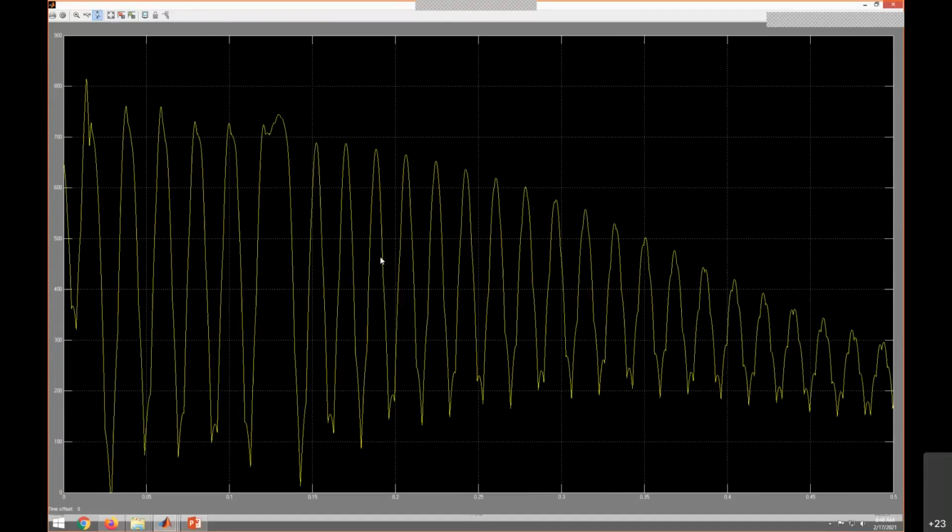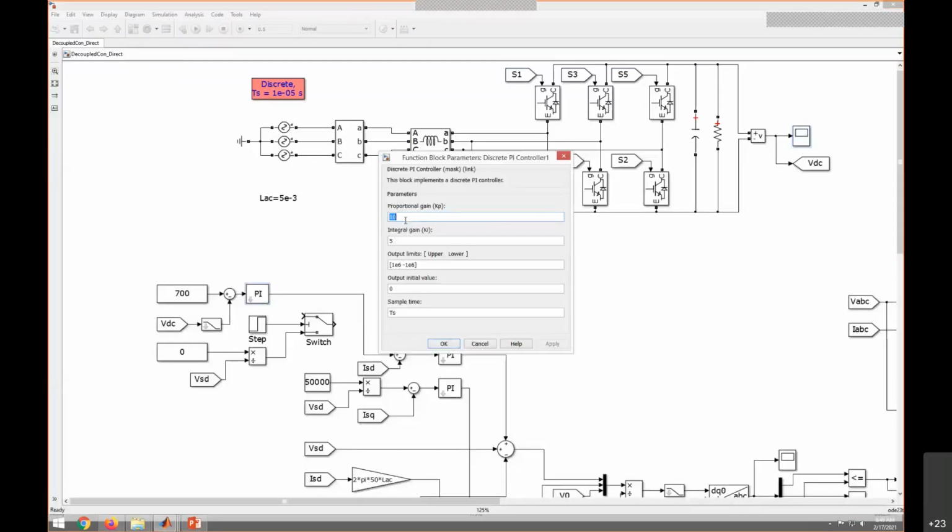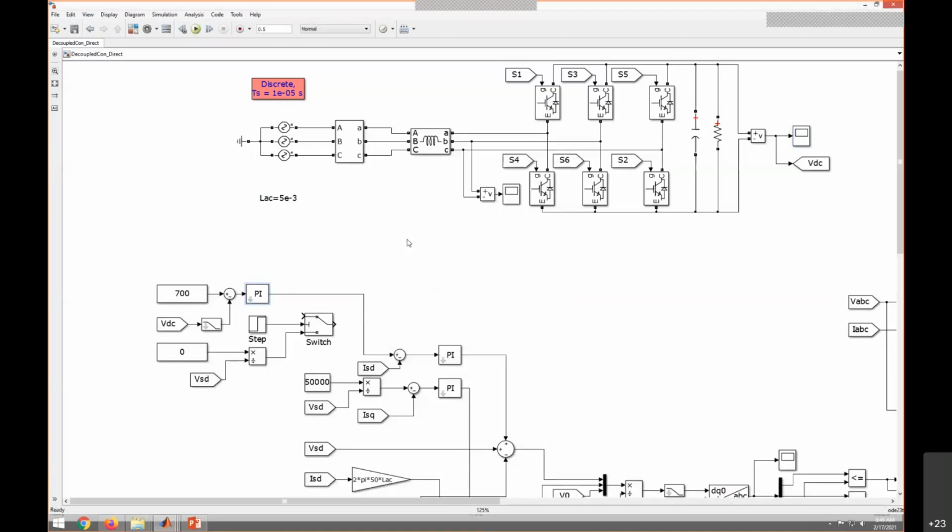See here, it's completely distorted, right? And I kept 10 and 5. So that means we need to keep the previous value, that is 2 and 5. So instead of changing this kp, just change the ki. So make it 2 and 10. This is just a trial and error method only.